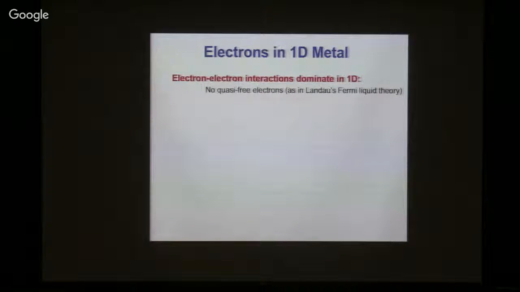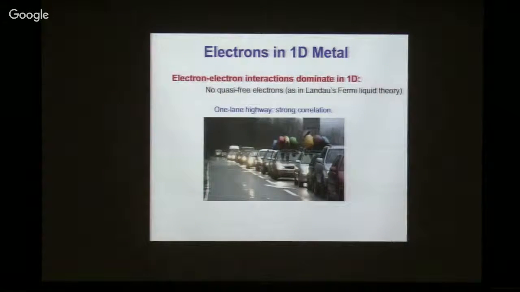One way to think of that is a one-lane highway, where if a car wants to move forward, it actually has to push all the cars around. As a result, you can only have collective motion of the cars. You cannot have a quasi-free car move around. Similarly, the electrons always move in a collective fashion, and this is described by the Luttinger liquid theory.